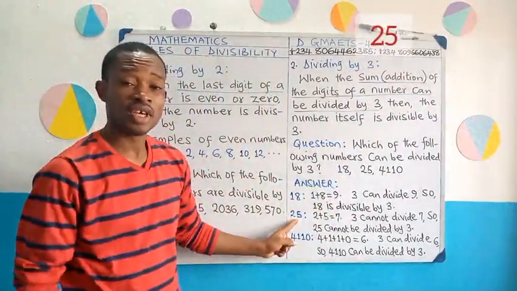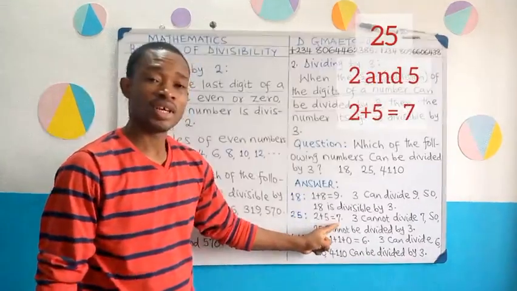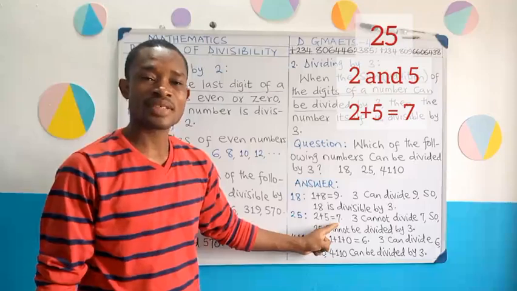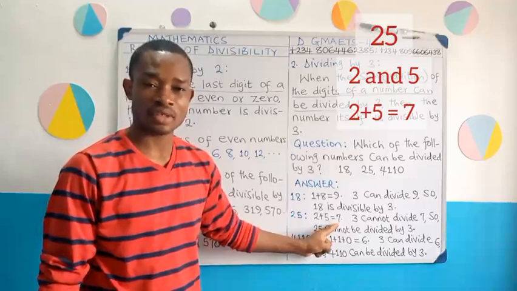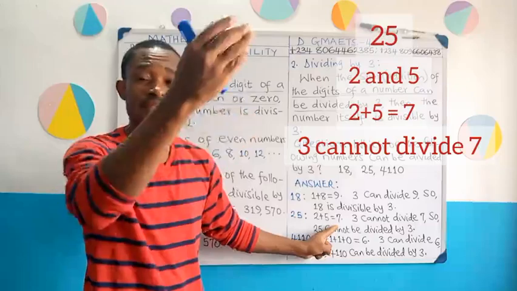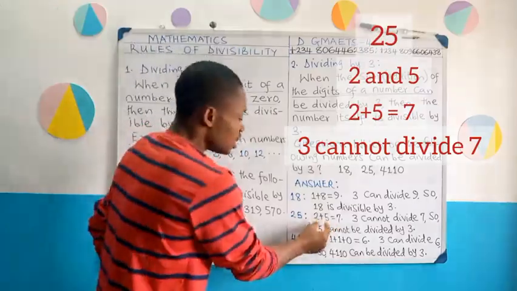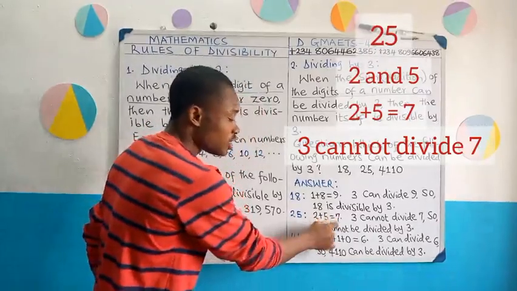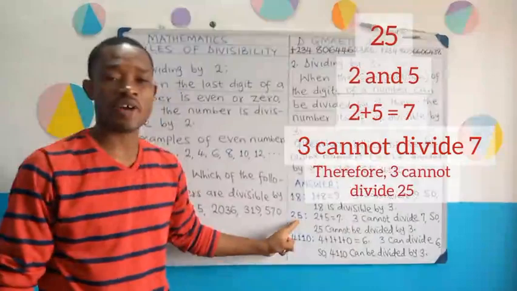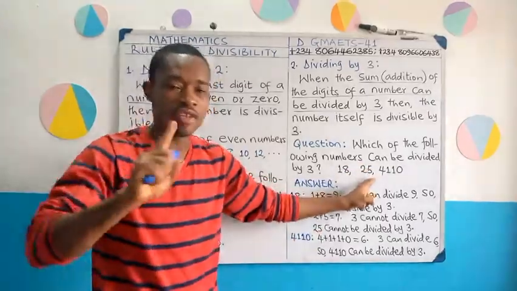Let's move on to 25. The digits in 25 are 2 and 5. If you add 2 plus 5, you get 7. 7 is not a multiple of 3. It means that 3 is not a factor of 7. Therefore, 3 cannot divide 7. If you go to 3 times table, you cannot multiply 3 by any number to get 7. Since the sum of these digits gave us 7, and 3 cannot divide 7, it means that 3 cannot divide 25. So this 25 is not divisible by 3.